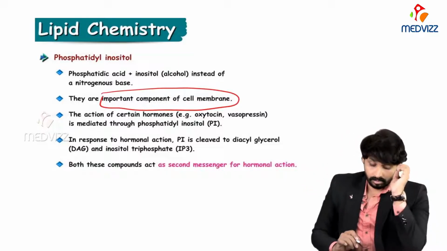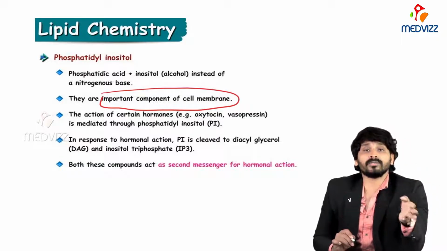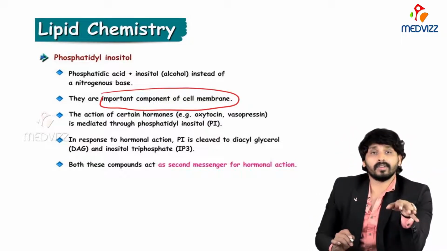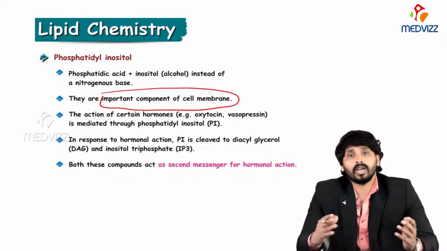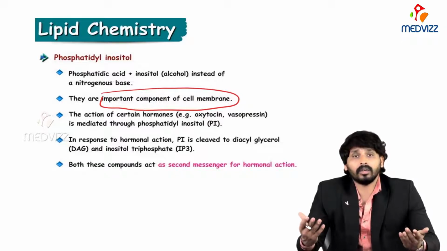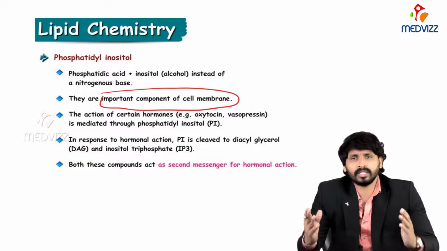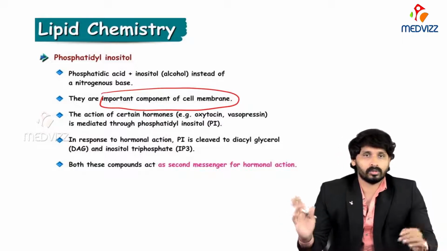Certain hormones such as oxytocin and vasopressin are all mediated through phosphatidylinositol. That means phosphatidylinositol acts as a secondary messenger for several hormones. Oxytocin is a hormone required during labor for contraction of uterine muscles, and vasopressin is the antidiuretic hormone. For their action, both require phosphatidylinositol. Without phosphatidylinositol there is no action of these hormones.